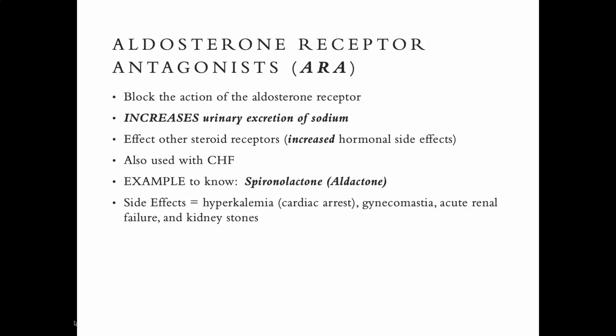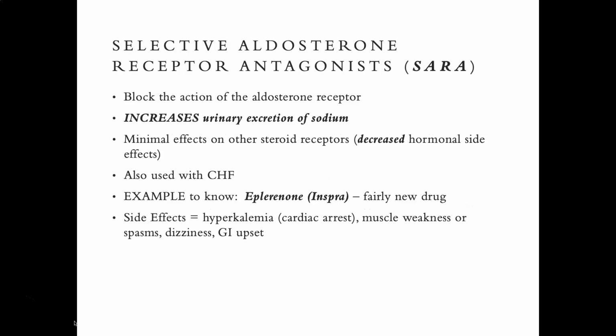Another antihypertensive, aldosterone receptor antagonist. Exactly what it sounds like. It's blocking the action of aldosterone when it comes to the receptor. This increases urinary excretion of sodium. Unfortunately, it also has increased hormonal side effects. But this is a very common one. And you need to know spironolactone or aldactone. Okay?